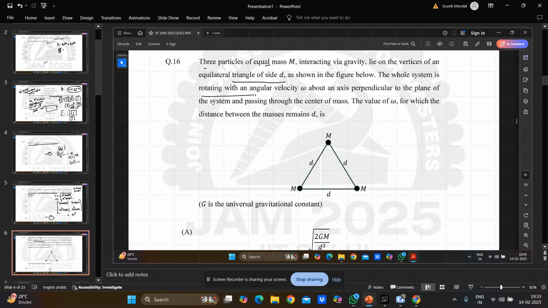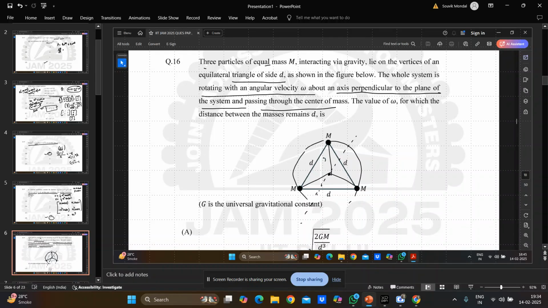The whole system is rotating with an angular velocity omega about an axis perpendicular to the plane of the system and passing through the center of mass. So suppose there is a center of mass here and the axis is passing through this center of mass. Suppose this is a plane and it is rotating about this axis. So you basically have to calculate what is your r.